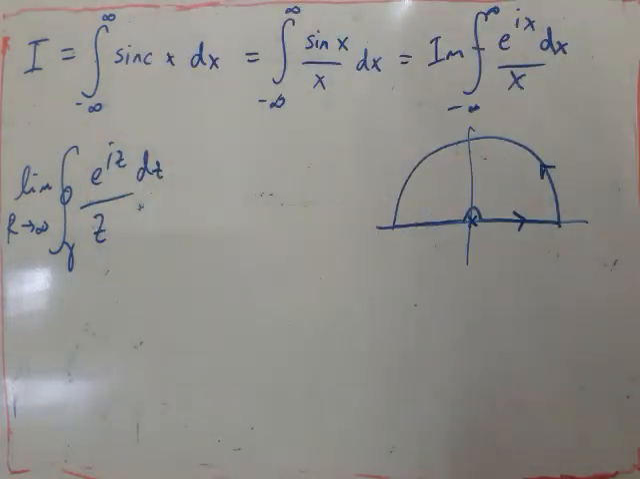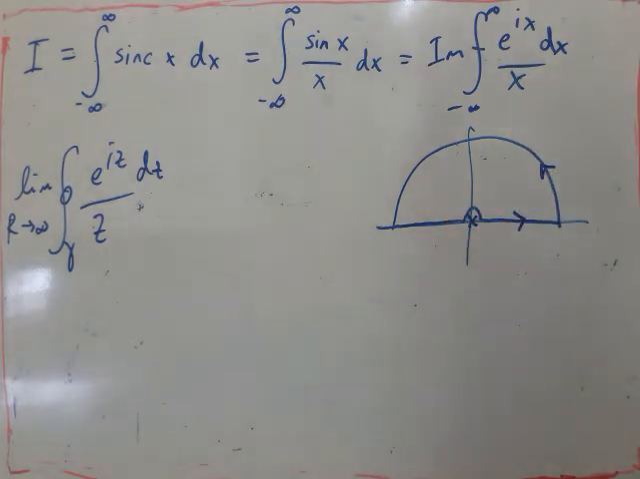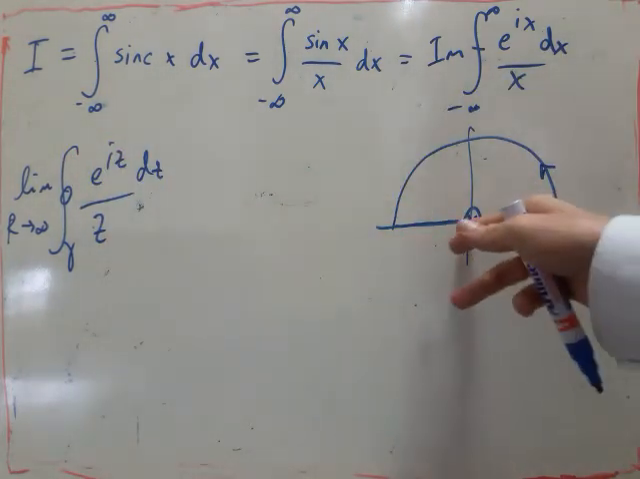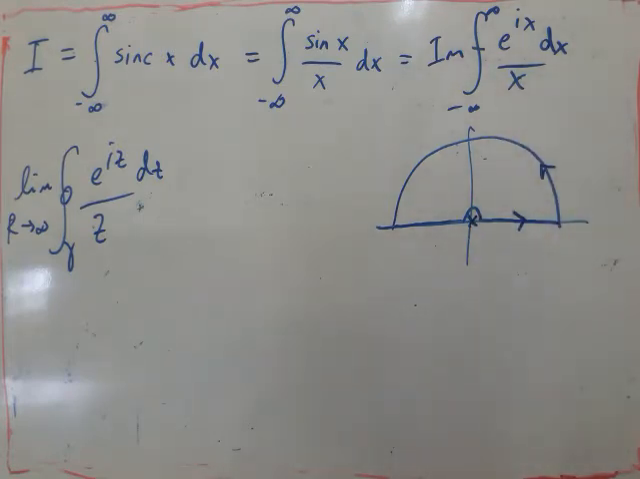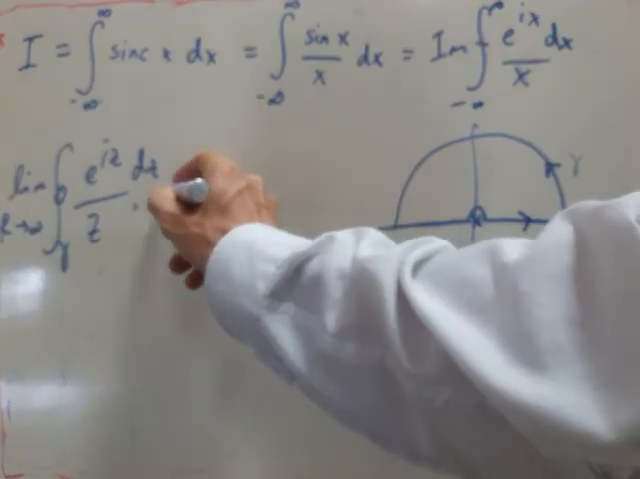e to the iz has no singularities in the complex plane. So the only singularity anywhere is this one here at the origin. So we know that this will end up being equal to i pi times the residue at this pole here. So if we work out what this is.